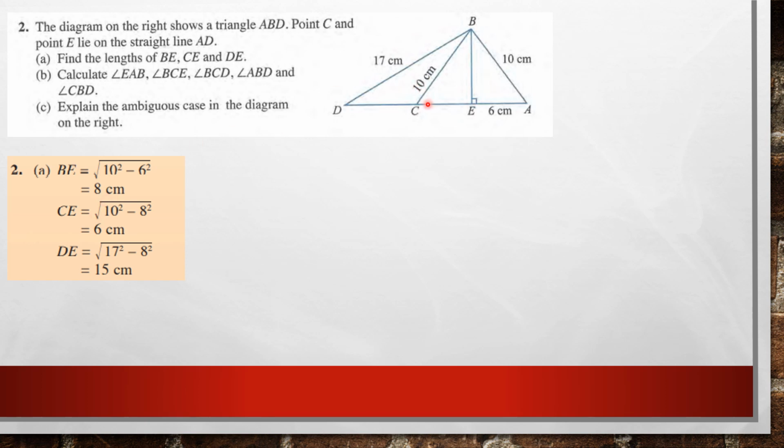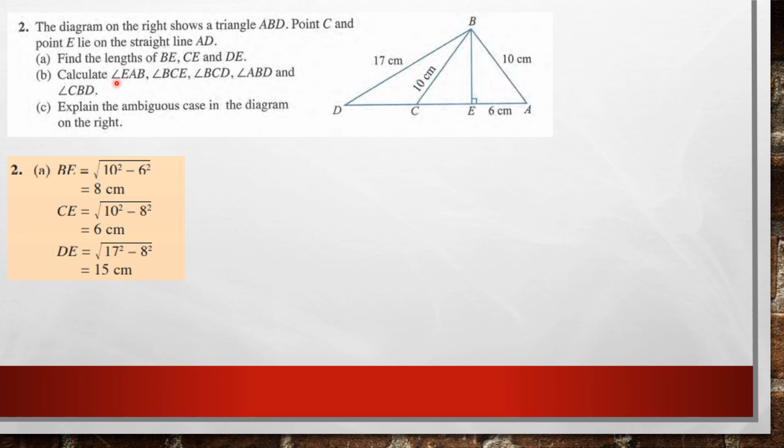Then the same goes for CE. It's also a right angle triangle BCE. So we take the longest side, 10 squared minus BE, 8 squared. So we get CE equals 6. DE is also the same concept, Pythagoras theorem, because it's a right angle triangle BDE. The longest side is 17 squared minus BE, 8 squared. So 17 squared minus 8 squared, we square root it, we get 15.